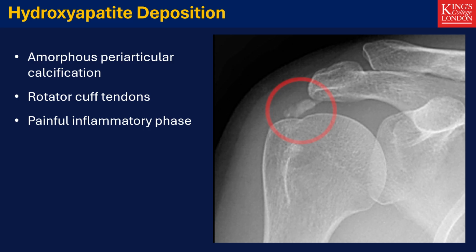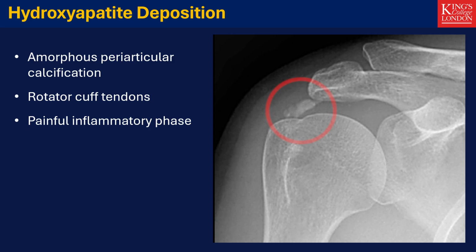The deposit is typically cloud-like, homogeneous, and well-defined during the formative phase. During the resorptive phase, it may appear ill-defined and fluffy, and patients are often acutely symptomatic. The location is peritendinous, not intraarticular. Recognizing this distinction prevents confusion with chondrocalcinosis or fracture fragments.